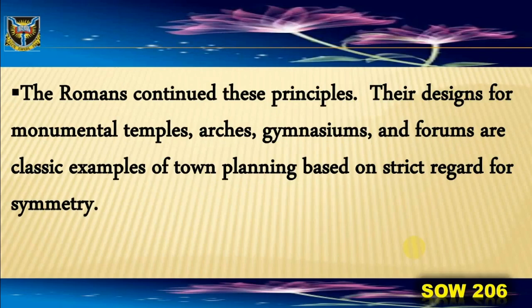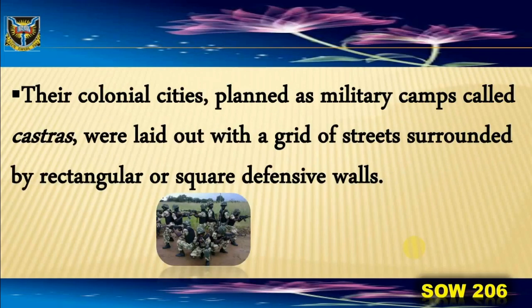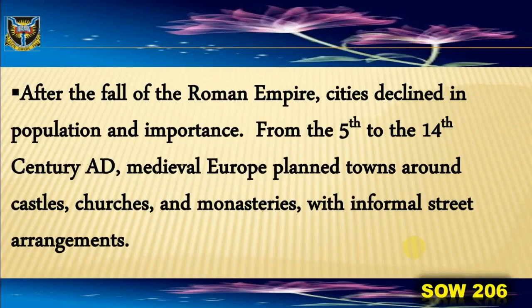Their designs for monumental temples, arches, gymnasiums, and forums are classic examples of town planning based on strict regard for symmetry. Their colonial cities, planned as military camps called castros, were laid out with a grid of streets surrounded by rectangular or square defensive walls. After the fall of the Roman Empire, cities declined in population and importance. From the 5th to the 14th century AD, medieval Europe planned towns around castles, churches, and monasteries, with informal street arrangements.